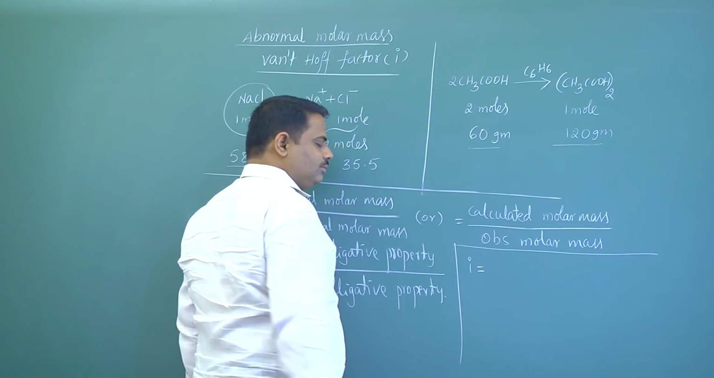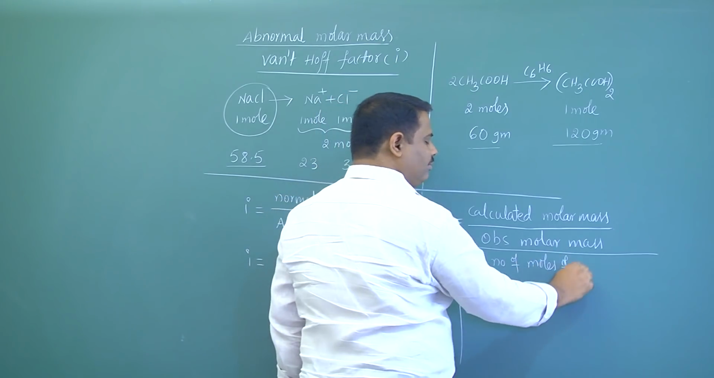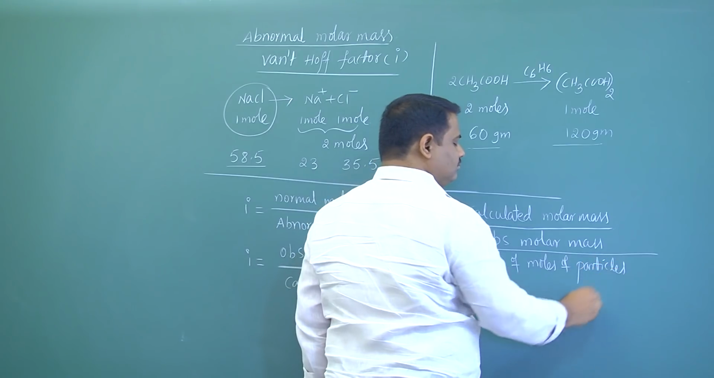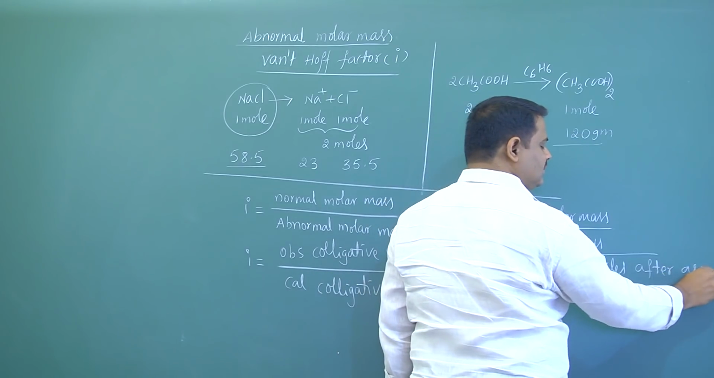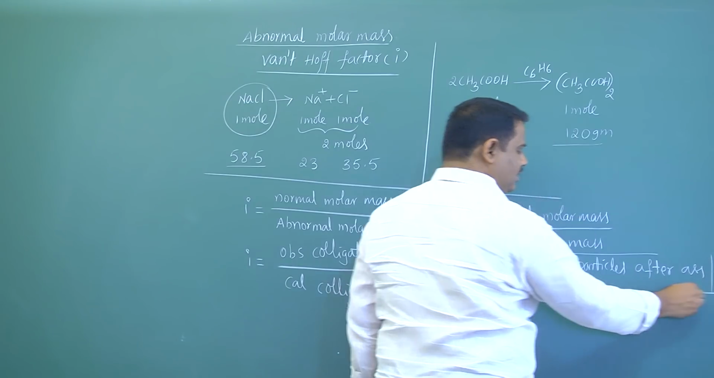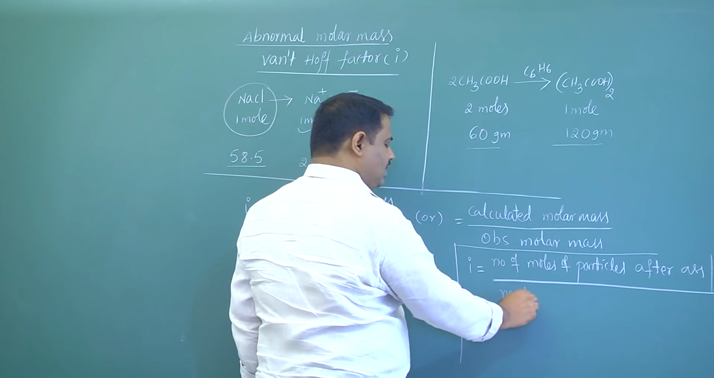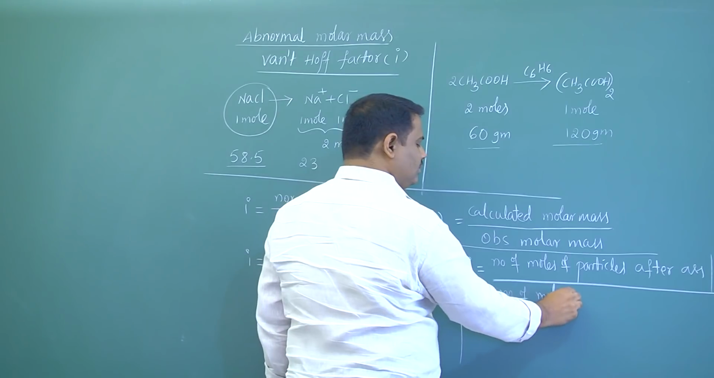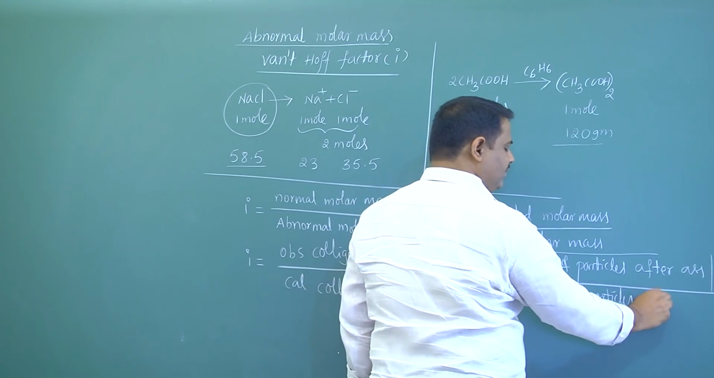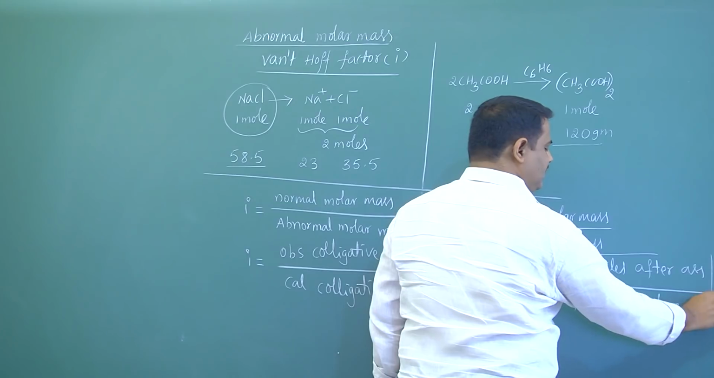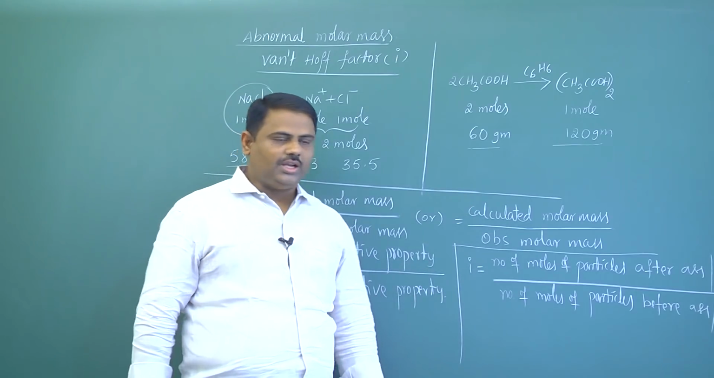Now finally, by considering all these formulae, we can write a simple formula, that is i is equal to number of moles of particles after association or dissociation divided by number of moles of particles before association or dissociation. This is a simple formula to identify Van't Hoff factor.